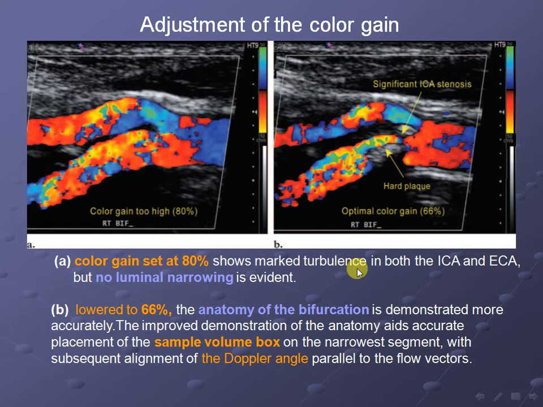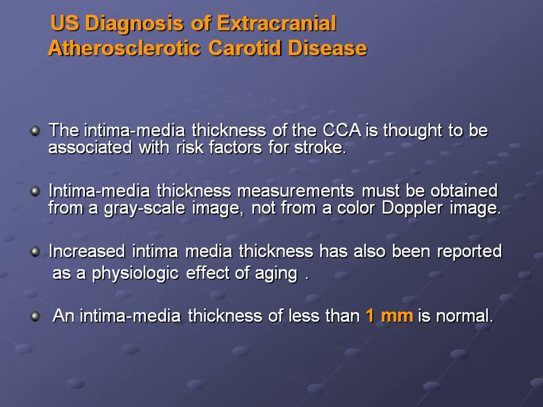Okay, when you make a good color gain at 66%, you notice that this plaque here appears. It had disappeared here; we could not see it. When we decrease the flow, there is a large plaque filling the lumen. Okay, and you can see there is the post-stenotic increased velocity. You can see this aliasing here. So you should make an optimal color gain.